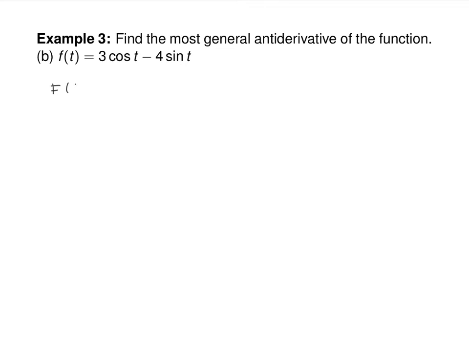Capital F of t. All right, the antiderivative of cosine is sine, so 3 sine t minus 4. What's the antiderivative of sine? Negative cosine. And then plus c. And the negative times the negative can multiply, right? Plus 4 cosine t.